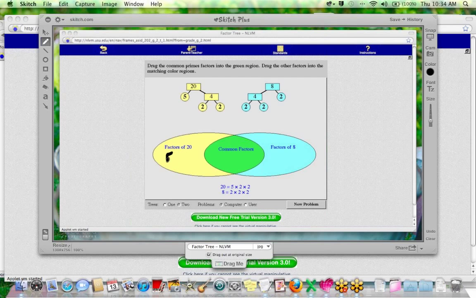That's right. Yep, he just sent it to me in the chat. 5 works because 5 is only a factor of 20. You do not see it over here at all, right? It has nothing to do with the number 8. Are there any other numbers that are only a factor of 20?